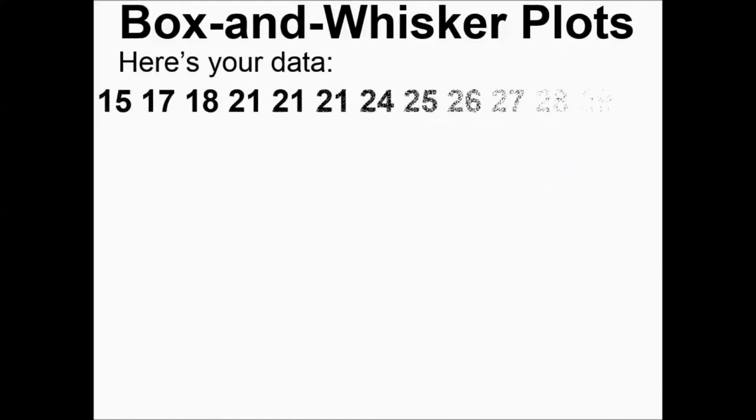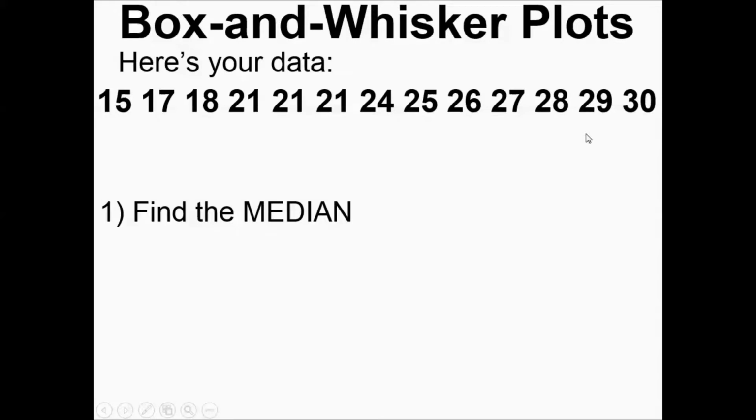Here's another set of data. We have 1, 2, 3, 4, 5, 6, 7, 8, 9, 10, 11, 12, 13 pieces of data. Bump 13 up to 14, half of 14 is 7. You're going to count in 7 from either side, and you'll end up landing on 24. So 24 is your median.